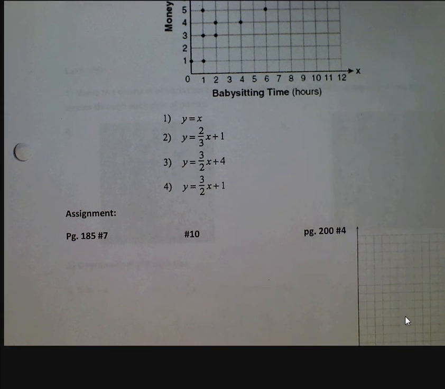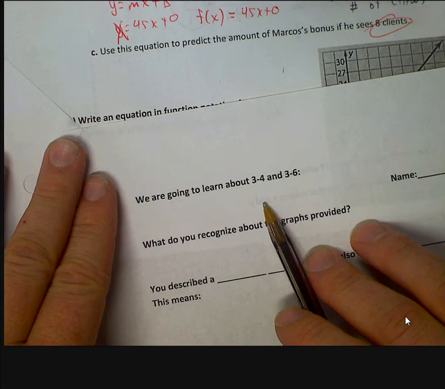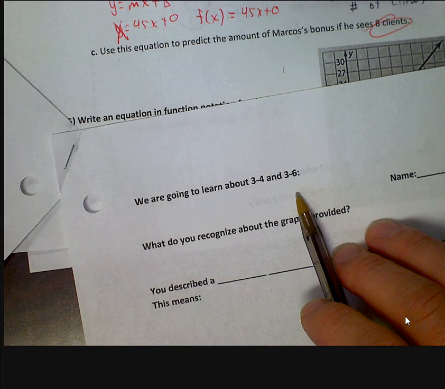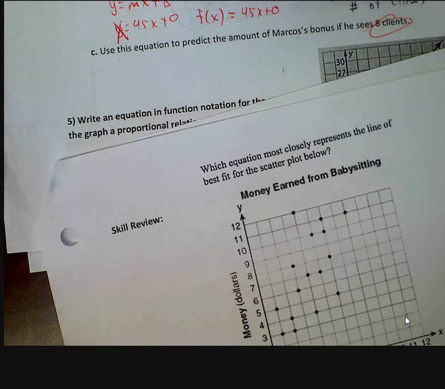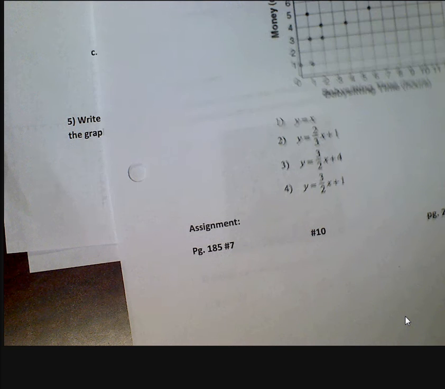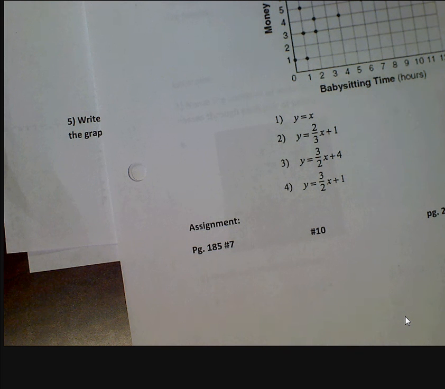Okay, here we go. We are on 3-4 and 3-6 homework, and page 185, number 7. So page 185, number 7. Go ahead and pause the video and try.